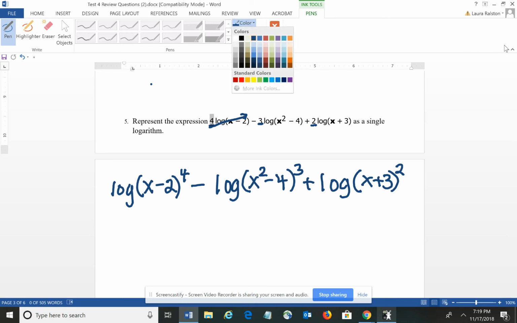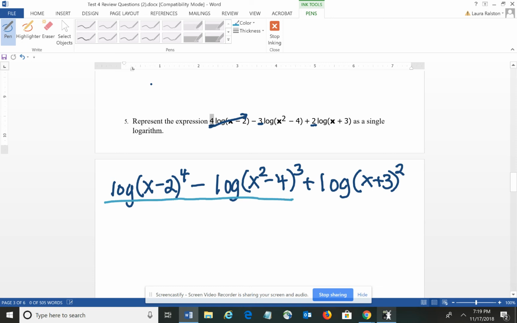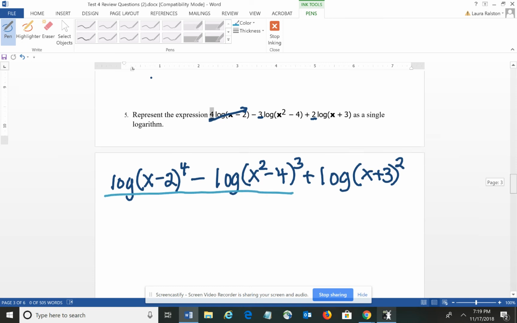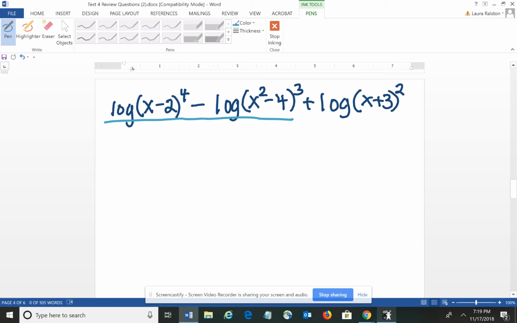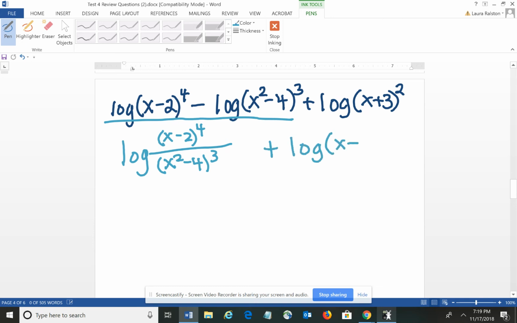Then we work left to right, just like you do anytime you're working with a multiplication problem. If we look at the first 2 pieces together, that's a subtraction problem. Subtraction translates back into division. So if I rewrite this, I would have log of x minus 2 to the 4th divided by x squared minus 4 to the 3rd. And I still have plus log x plus 3 squared.